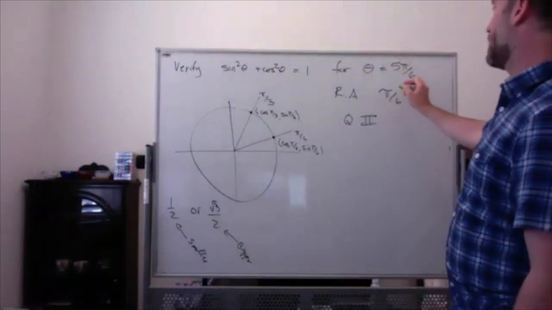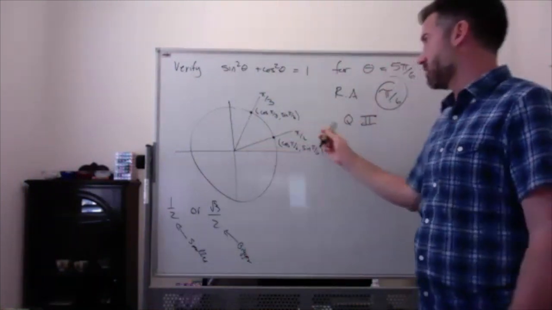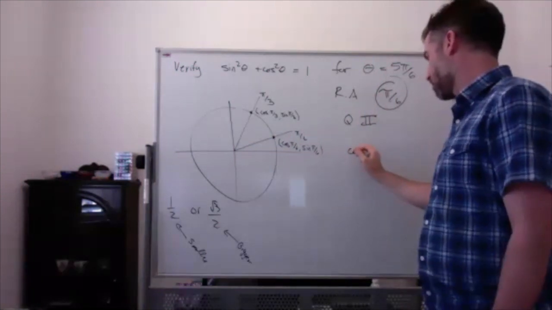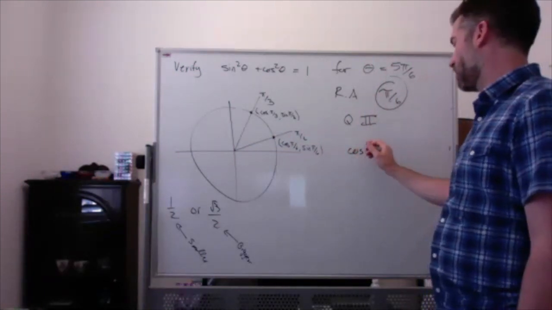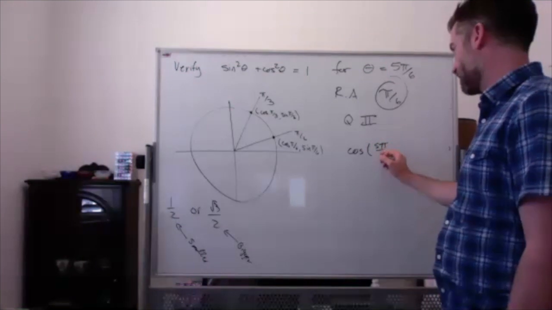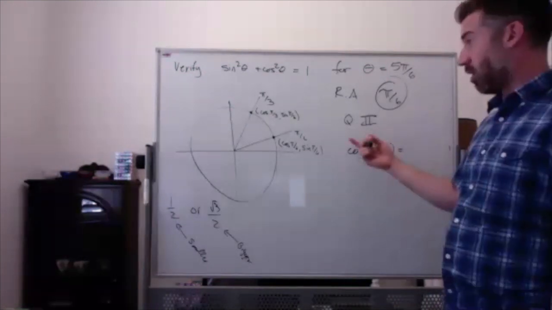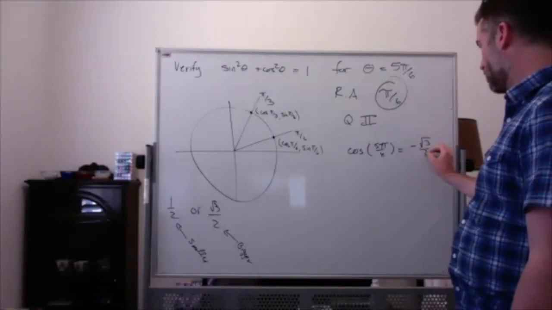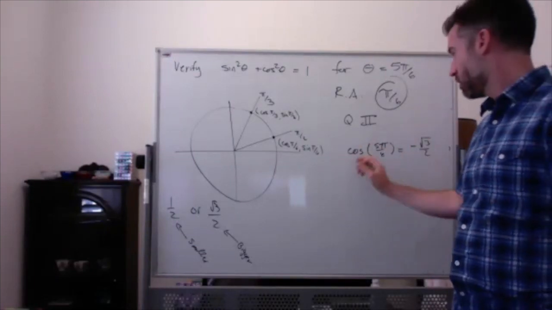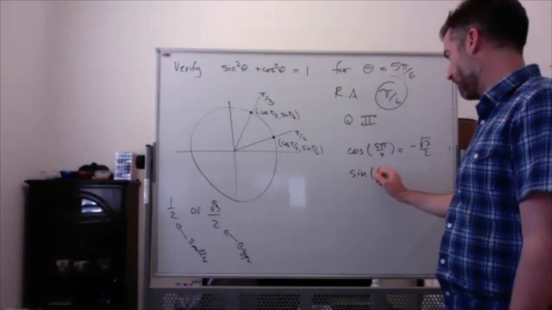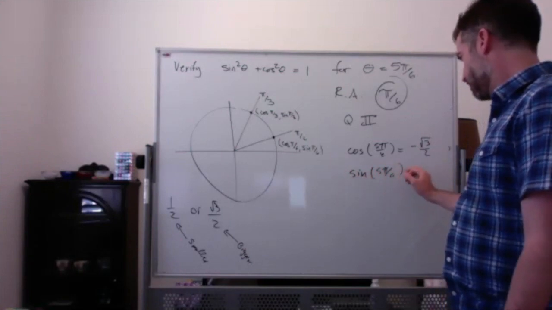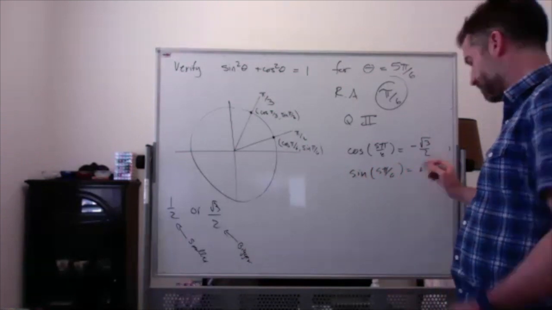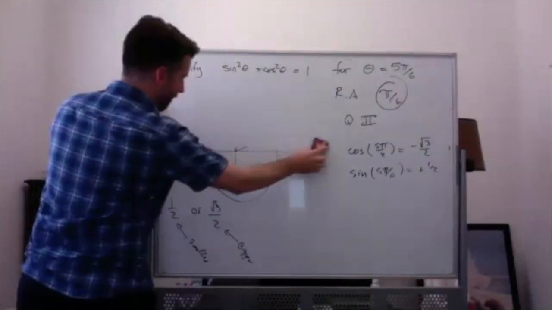So in this case, the angle is pi over 6. I'm in this situation, so I know that cosine of 5 pi over 6 is the larger value. It's root 3 over 2, but it's negative root 3 over 2 because I'm in quadrant 2. And similarly, sine of 5 pi over 6 is positive 1/2. I'm not done, because I didn't actually verify the identity yet.